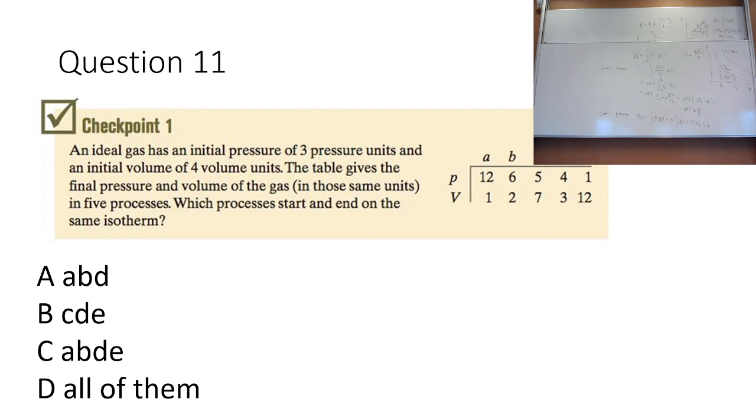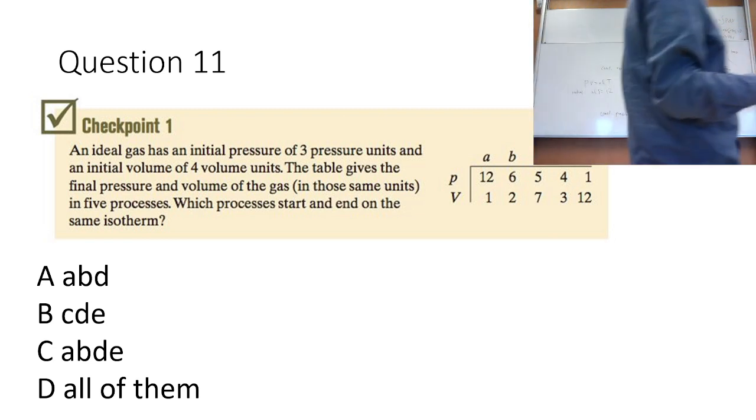Right, so you mean answer C here, right? Yes, that's right. So initial pressure is 3, initial volume is 4, right? And from our PV equals nRT relation, initially, whatever this thing is, nRT is equal to 12, because P times V is 12.